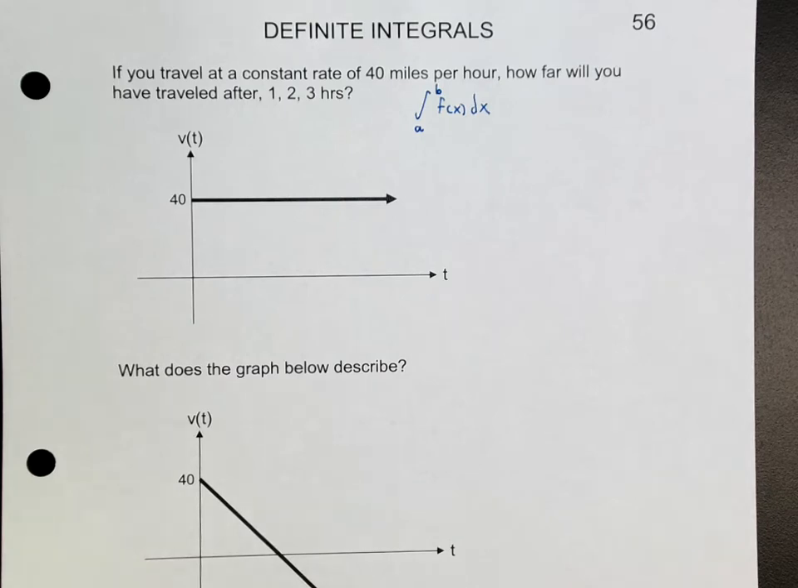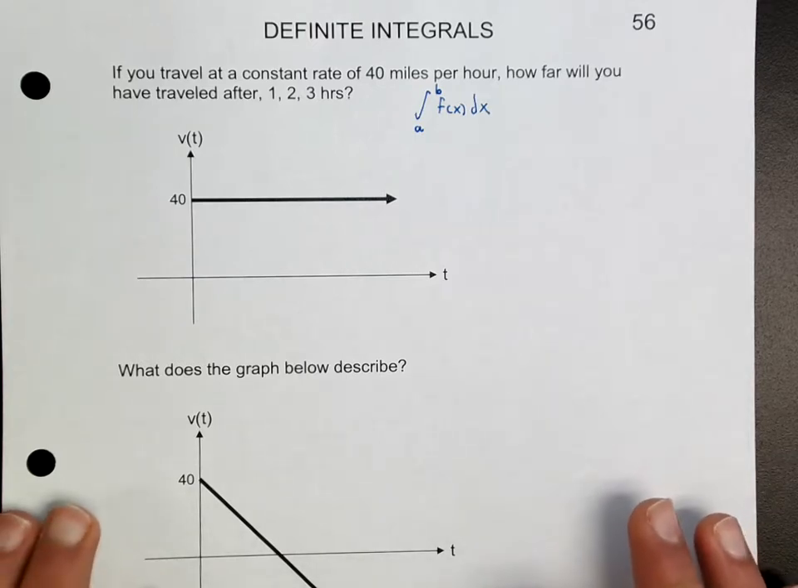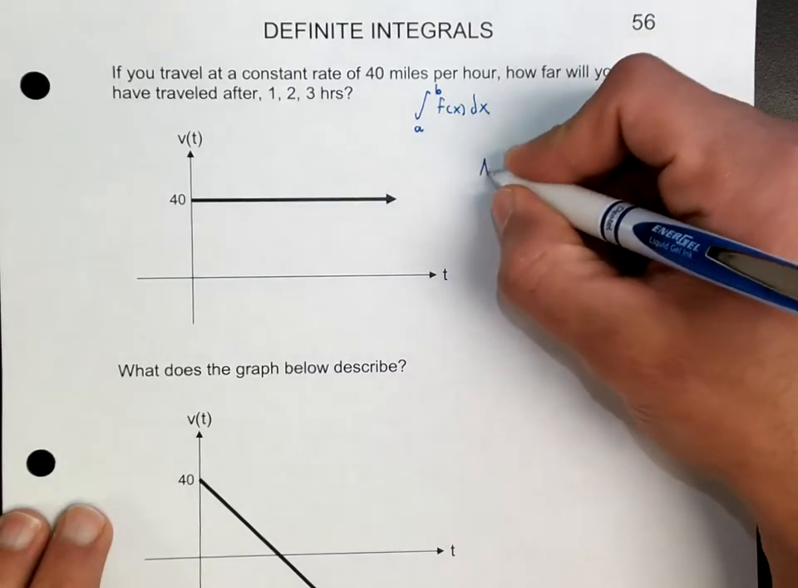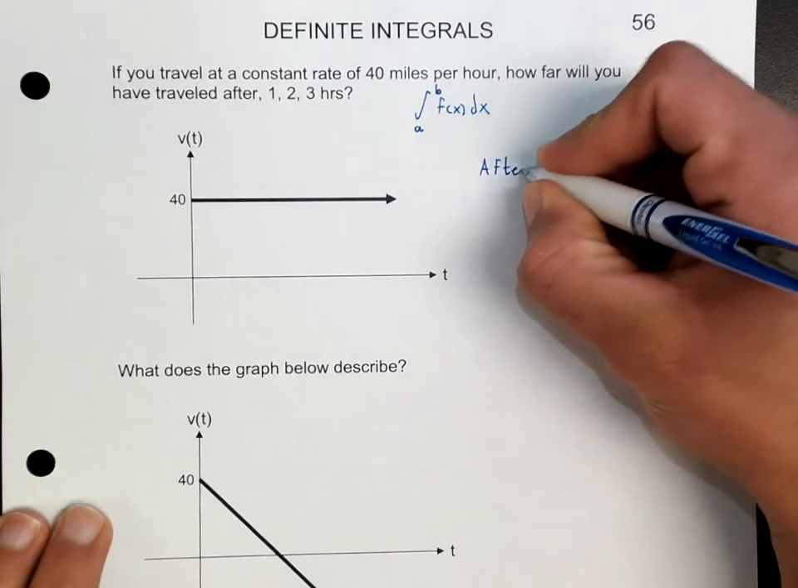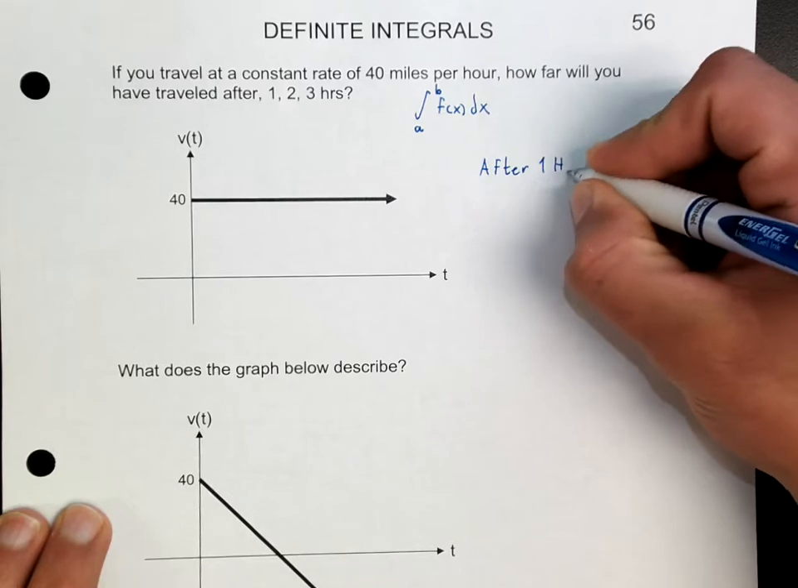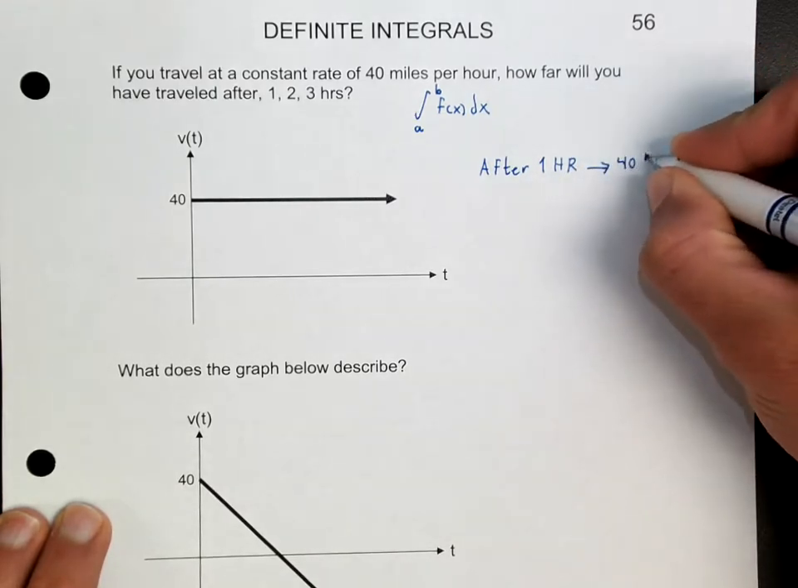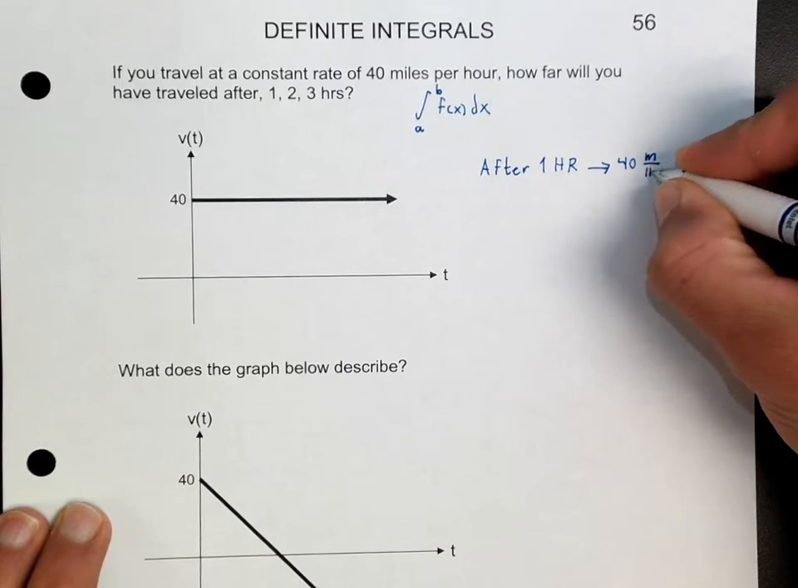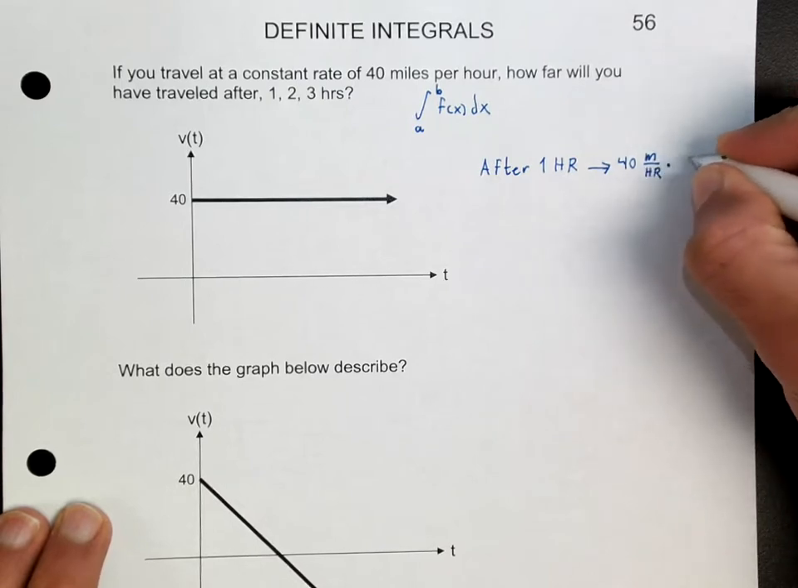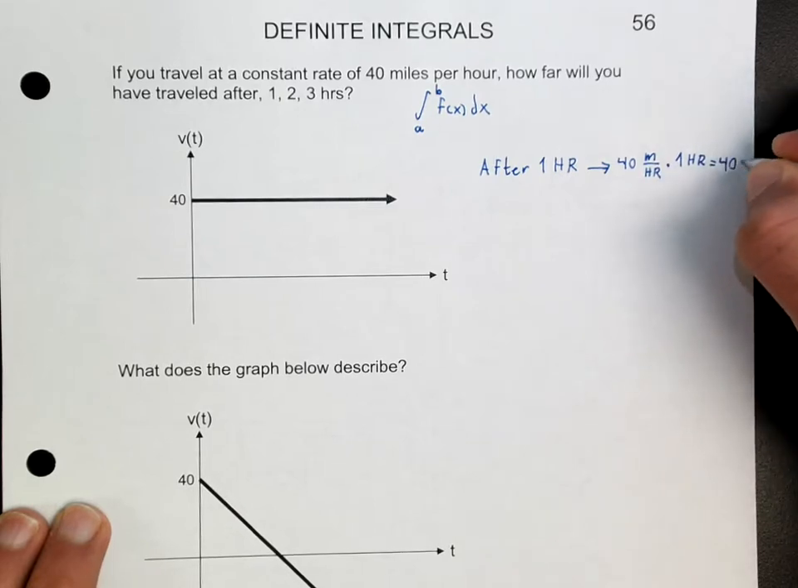Alright, so for example, if you have something like this, you really don't need calculus for it. But if I ask you how far you have traveled in 1, 2, and 3 hours, if you're going at a constant rate of 40 miles per hour, well, you know that after 1 hour you would multiply 40 miles per hour times 1 hour, and that gives you 40 miles.